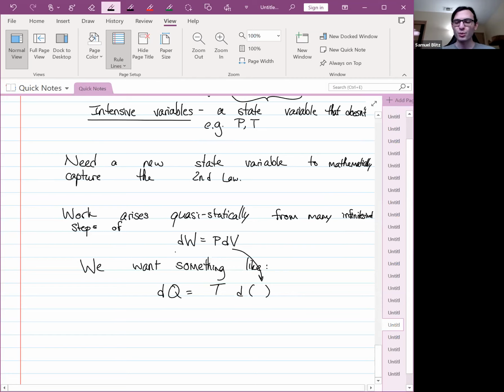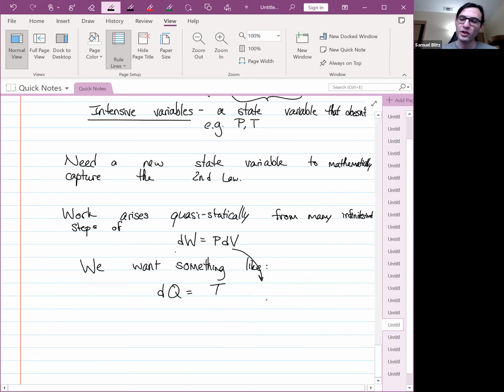Well, we're kind of out of luck, right? We know that work is P and V. So what would Q be? Q is T and what? Well, we don't really have another state variable that we can use. T dU wouldn't really make sense because we know that you don't increase the internal energy a little bit, holding the temperature fixed, in order to add heat to the system. That's not how heat is done. So we're kind of stuck.